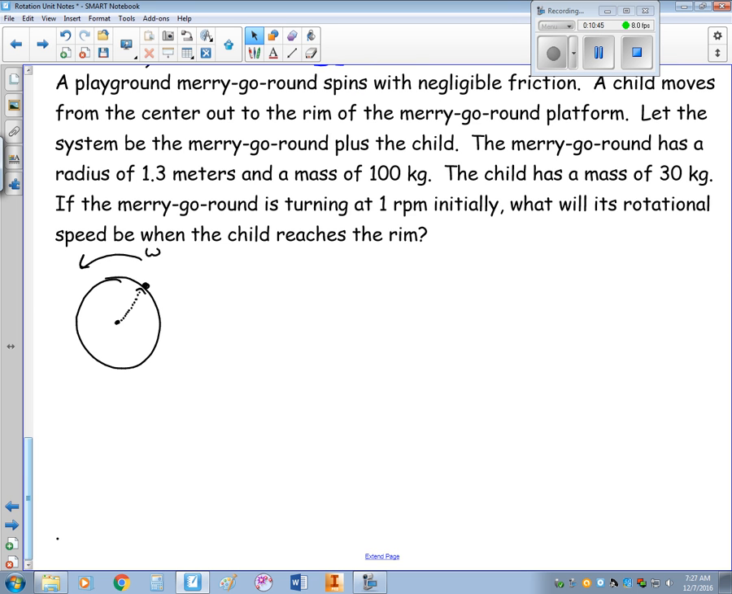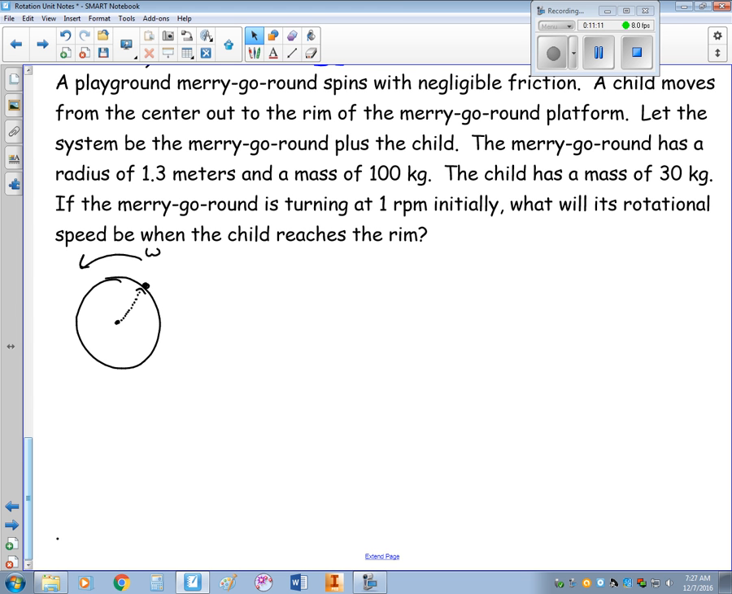The merry-go-round has a radius of 1.3 meters and a mass of 100 kilograms. The child has a mass of 30 kilograms. The merry-go-round is initially spinning at 1 revolution per minute. What will be its rotational speed when the child reaches the rim? Now, since the child's mass is going to the rim, I predict that it will be less than 1 revolution per minute.